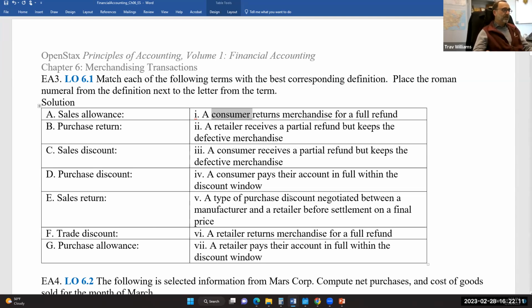So the first one says a consumer returns merchandise for a full refund. Okay, so we are the seller, and we're giving a refund.